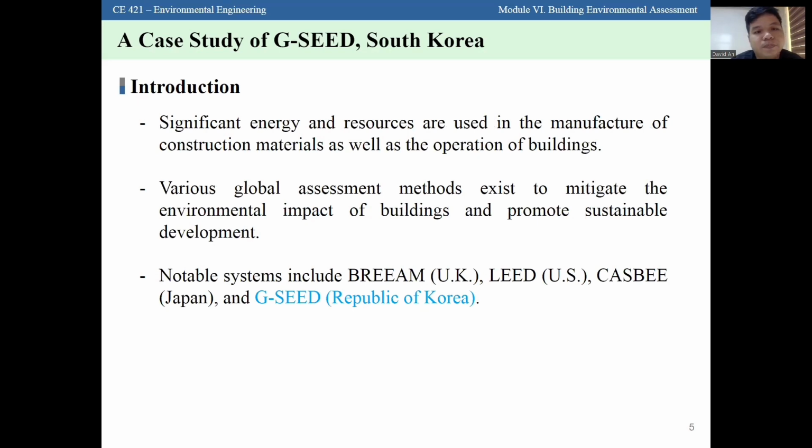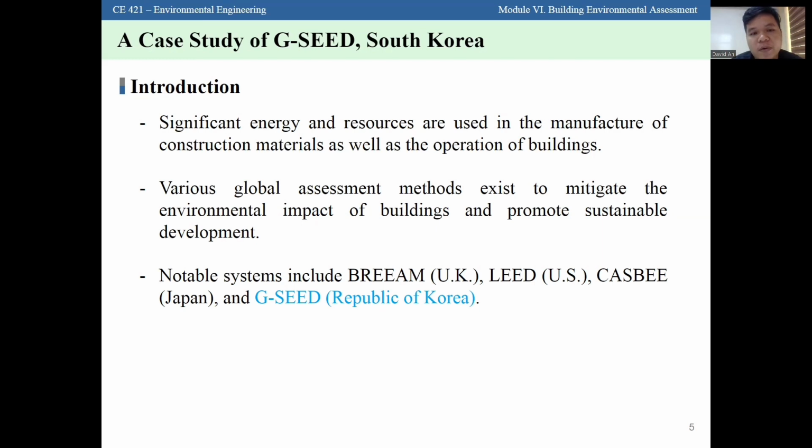So the energy and the resources are used rapidly. For example, we use the energy to operate the equipment for the construction, and also the resources such as raw materials like cement, sand, and also gravel and anything else.